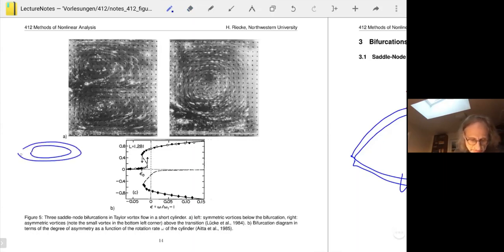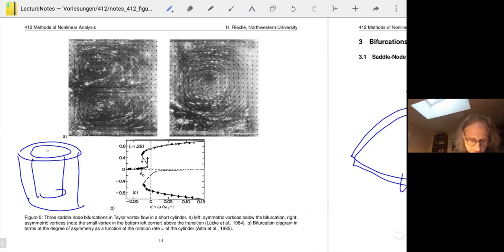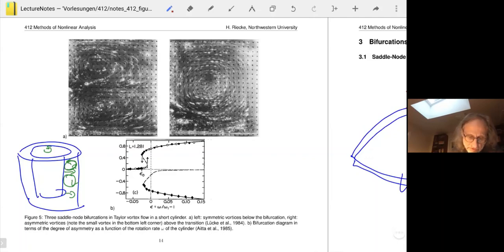So we have two cylinders, and there's a fluid in between. And when the inner cylinder rotates, then the fluid rotates around, and centrifugal force pushes the fluid out. But in other places, the fluid has to come in again. And so it generates these vortices. And in this case, you see a system which has a very short cylinder. So you see here just two vortices. There's one vortex like that, and one vortex like that.